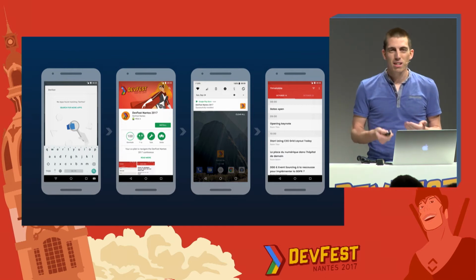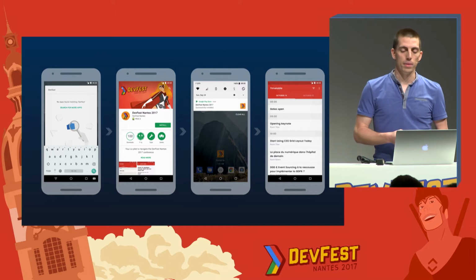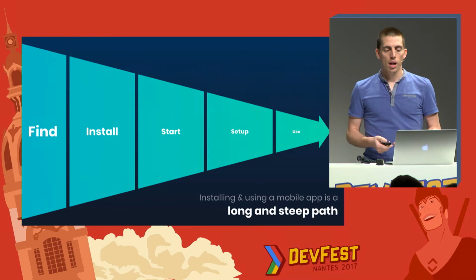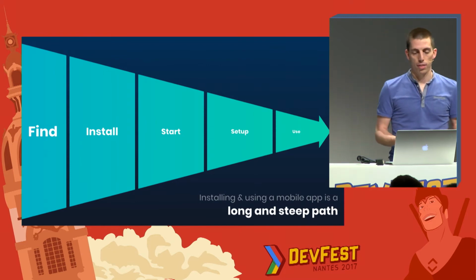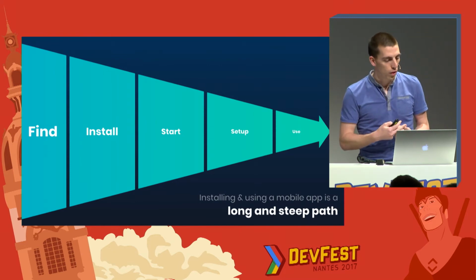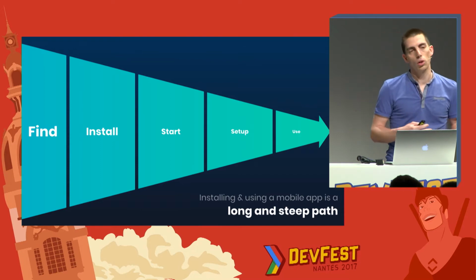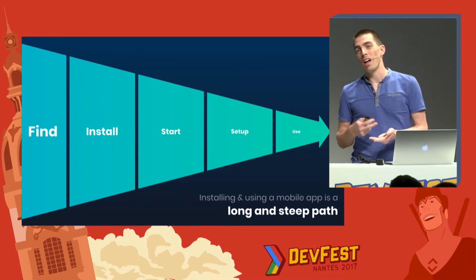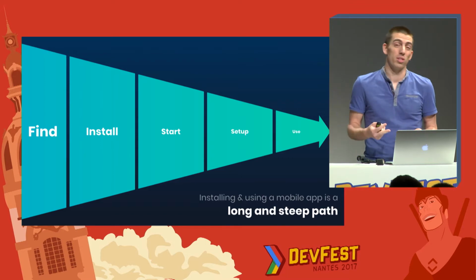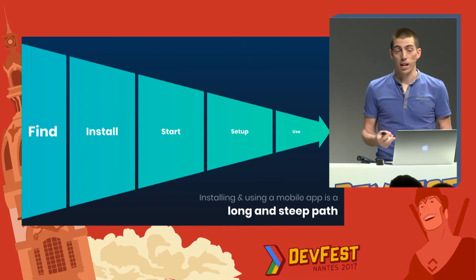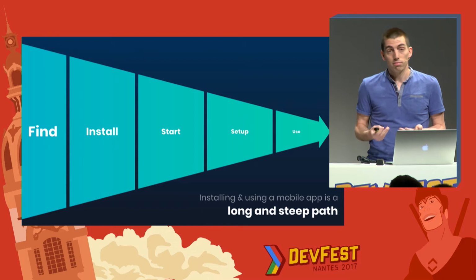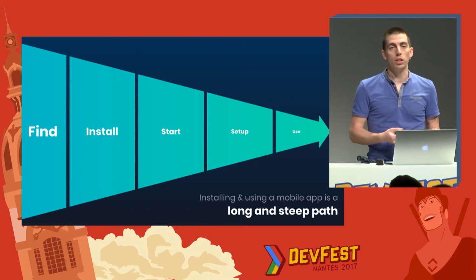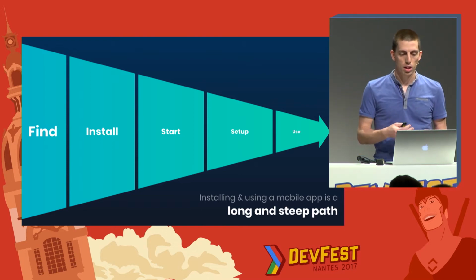So as you may understand here, it's quite a tedious and long process, or a long and steep path, because you have to first find the application on the Play Store, install the app, wait for the installation. After that, you have to start the application. Sometimes you may have to connect to your account, so yeah, connecting takes time too. And finally, you can use the app. So potentially, you may spend maybe 2 or 3 minutes trying to do that.